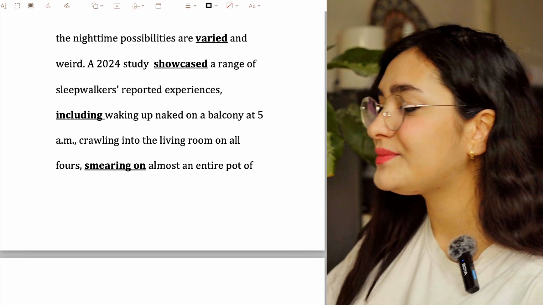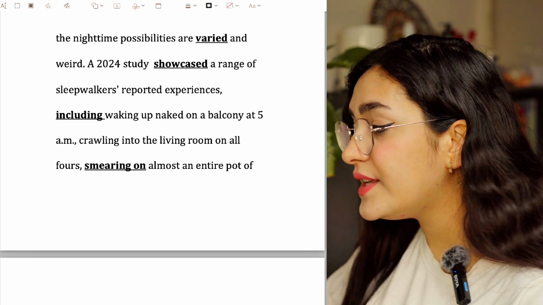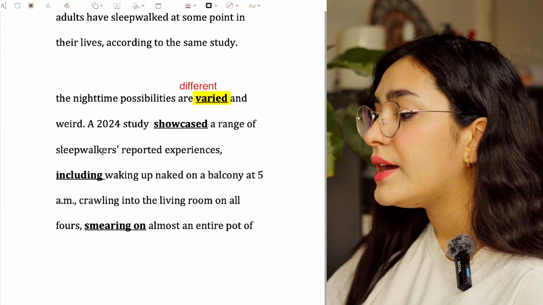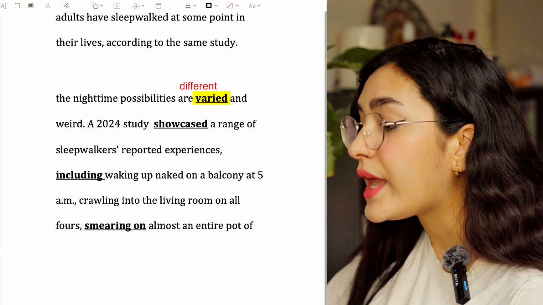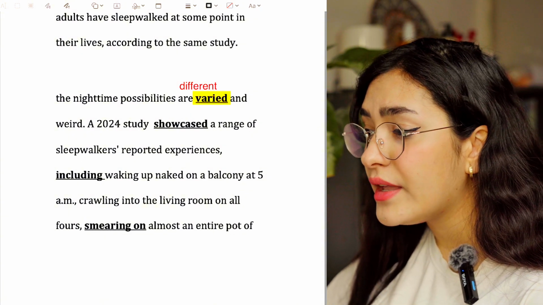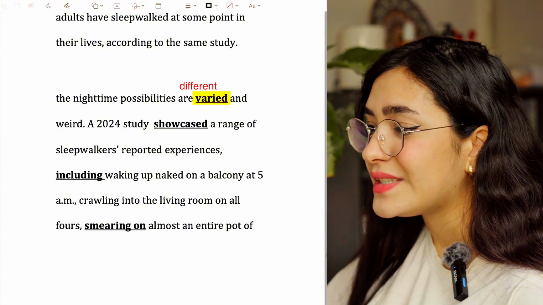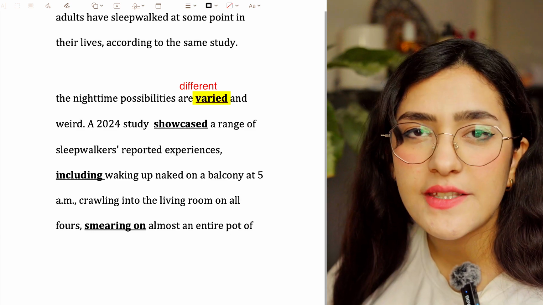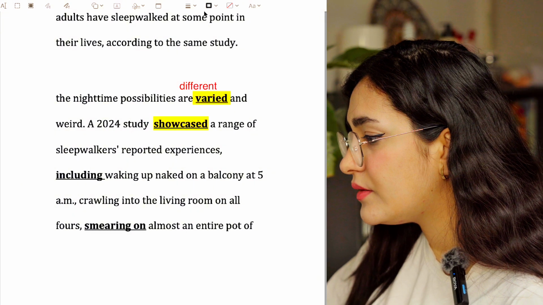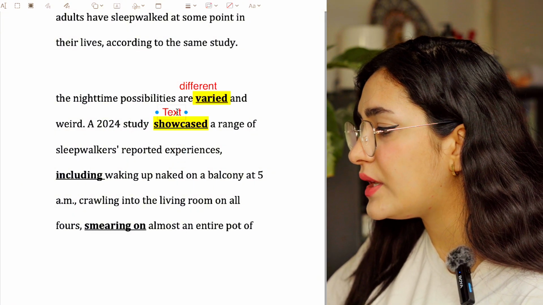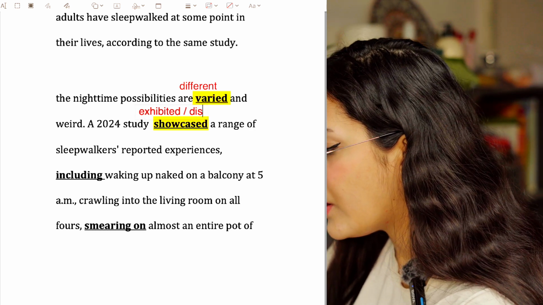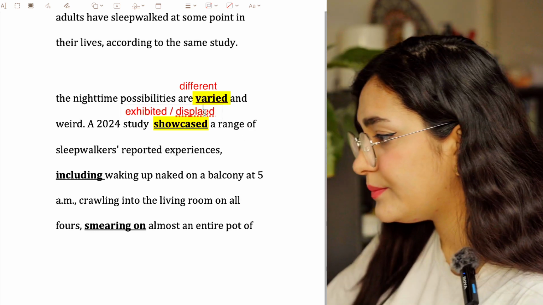Now let's focus on this paragraph. Varied means different. A 2024 study showcased. Showcased means displayed or presented in a way that highlighted some qualities or features. You can just say displayed or presented. Showcased, so we can use exhibited or displayed.